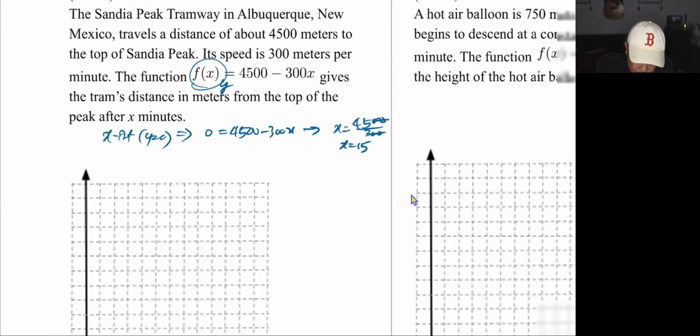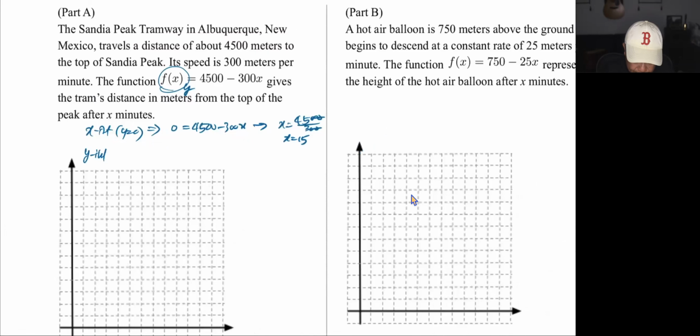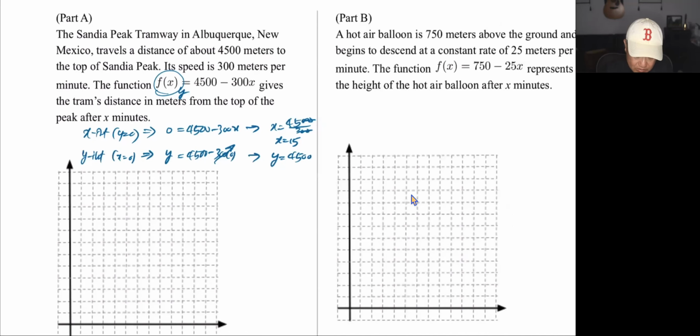All right, the y-intercept, when it's x equal to 0. When you do that, y, or f of x, is equal to 4,500 minus 300 times 0. That goes away, which implies that y is 4,500.